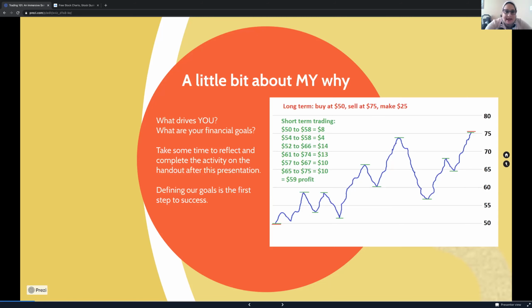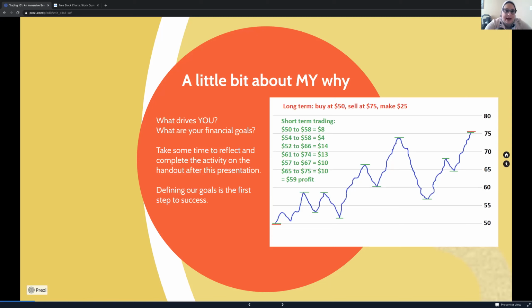So this is a graphic that we made for illustration purposes, about the difference between trading, which is what we're doing here, versus investing. This is not real. This is just one that we made to illustrate.